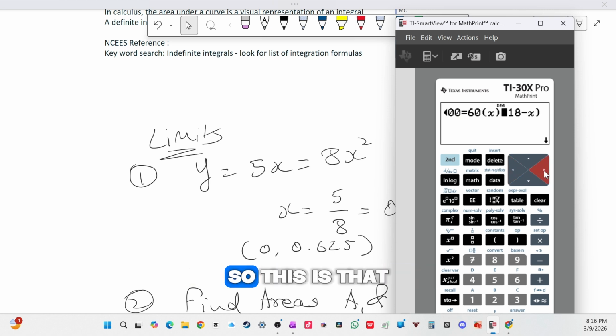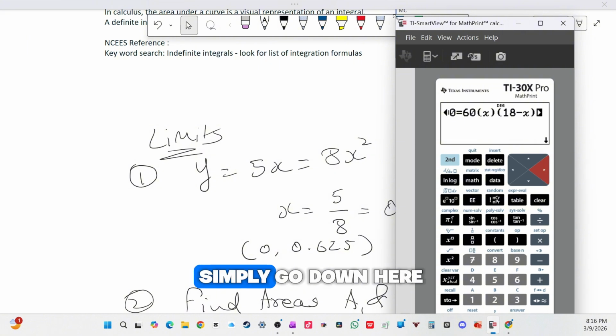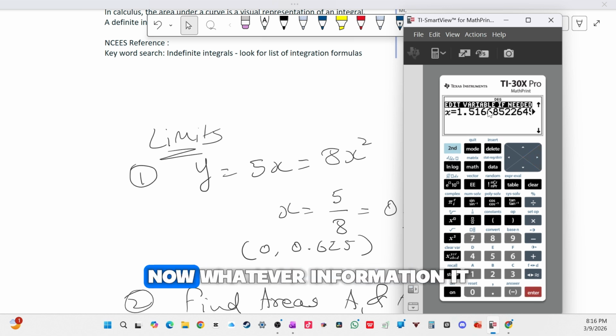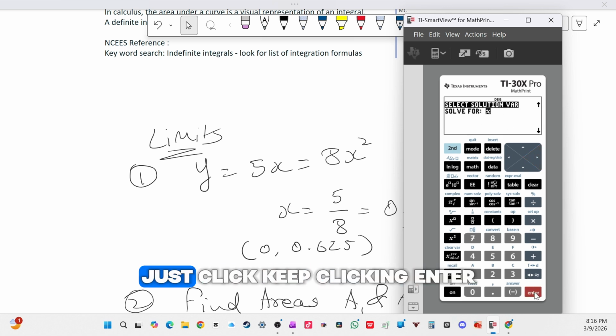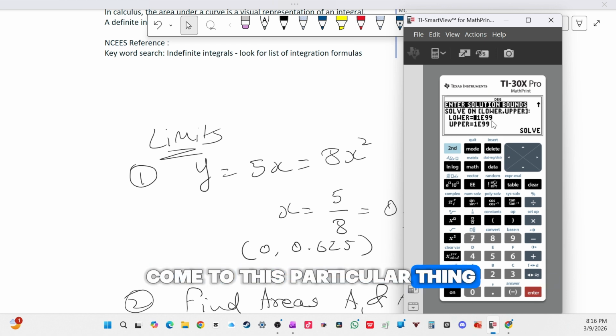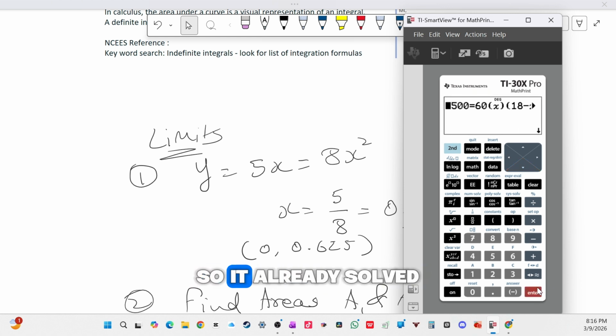So this is that equation from question 137. If you simply go down here, now you're done entering your equation, right? Simply click enter. Whatever information it gives, don't bother, just keep clicking enter again and again. It will come to this particular thing. Now here just click down and click on solve. So it already solved actually. I'm just doing it one more time.